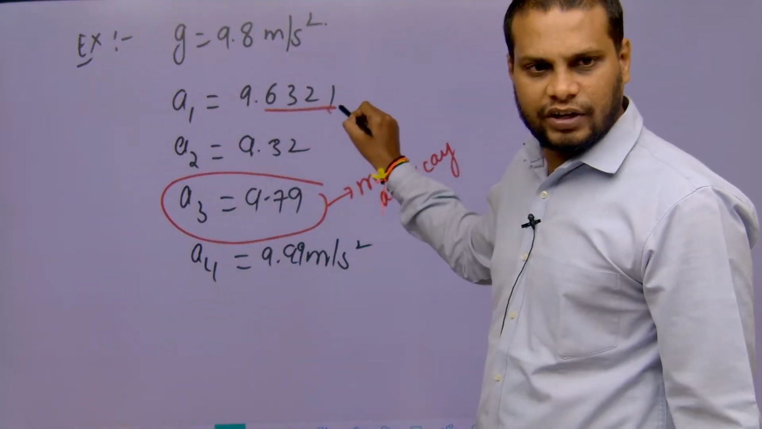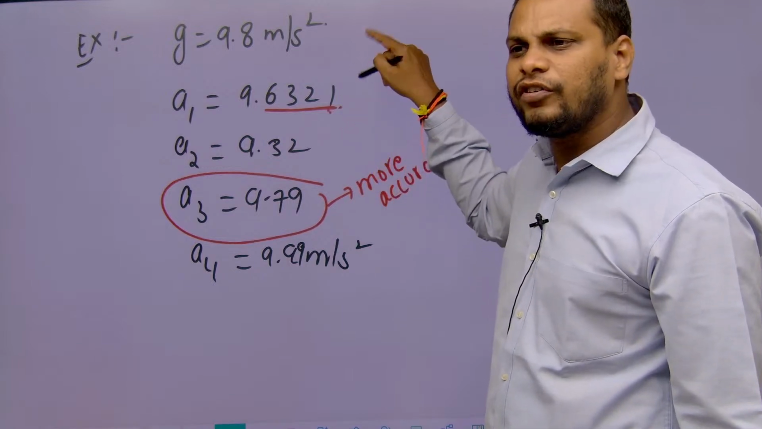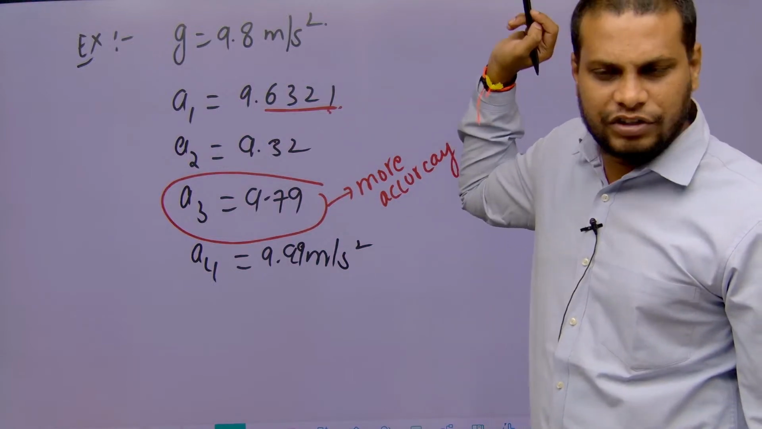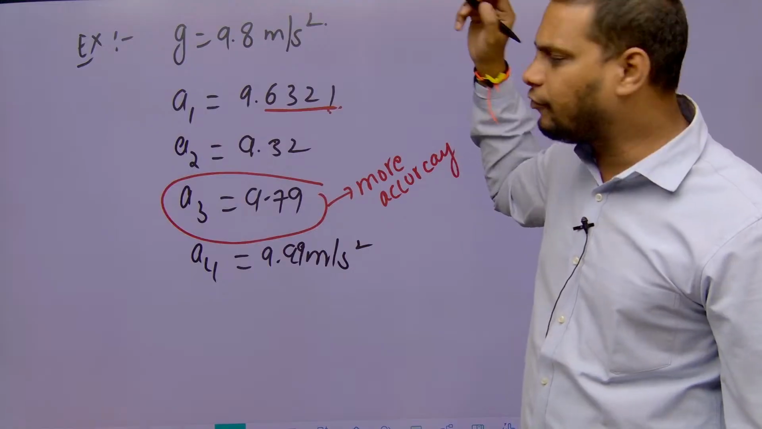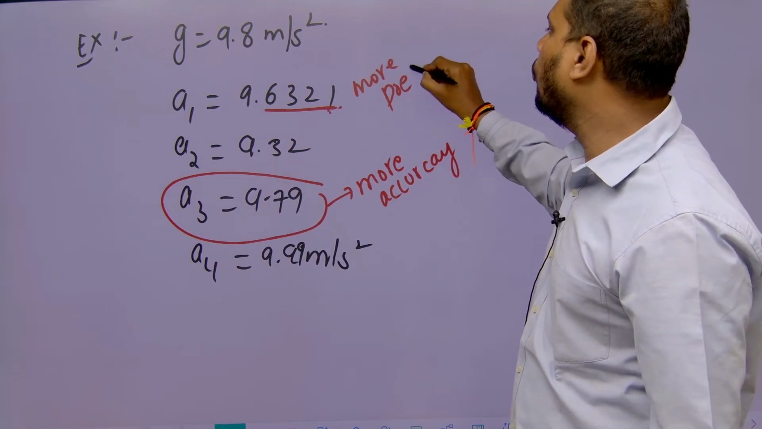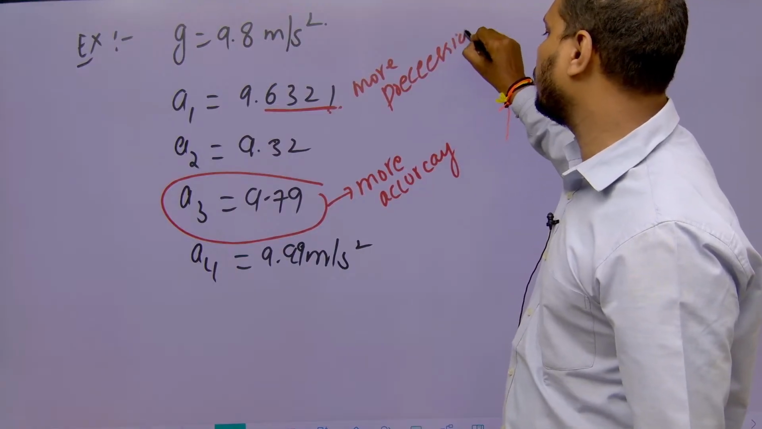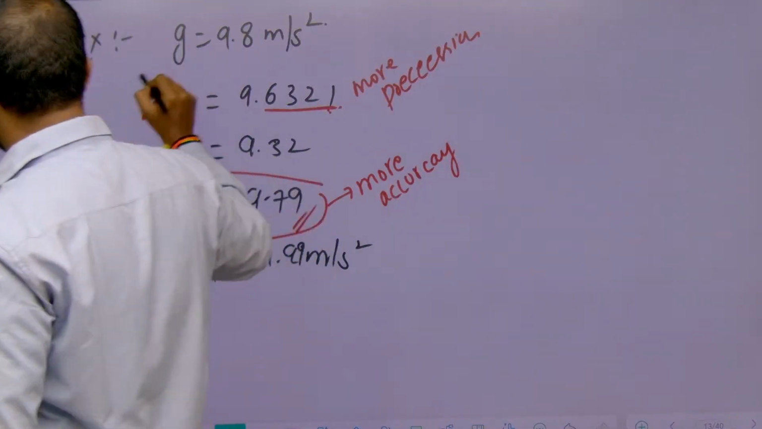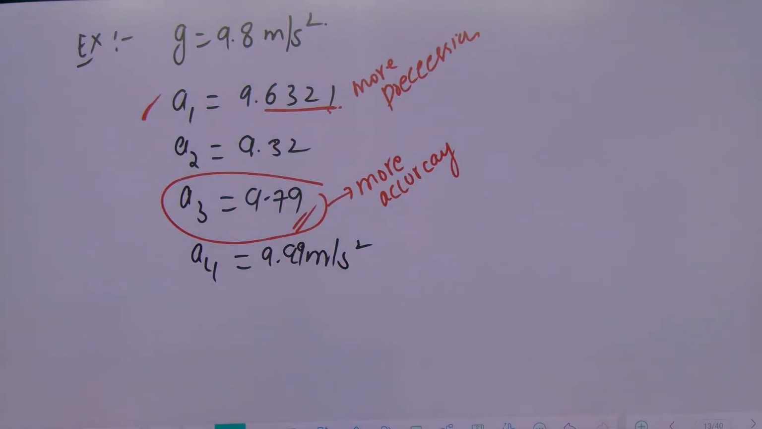More decimal digits are there. The least count will be 0.001, which is a more sensitive device. So therefore it is having more precision. And this is having what? More accuracy. So please remember, this is having more accuracy, this is having more precision. Are you clear?